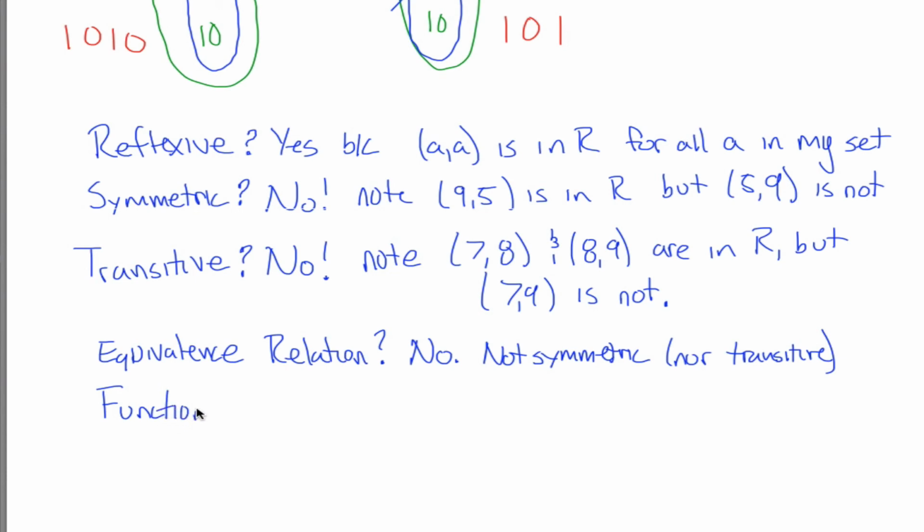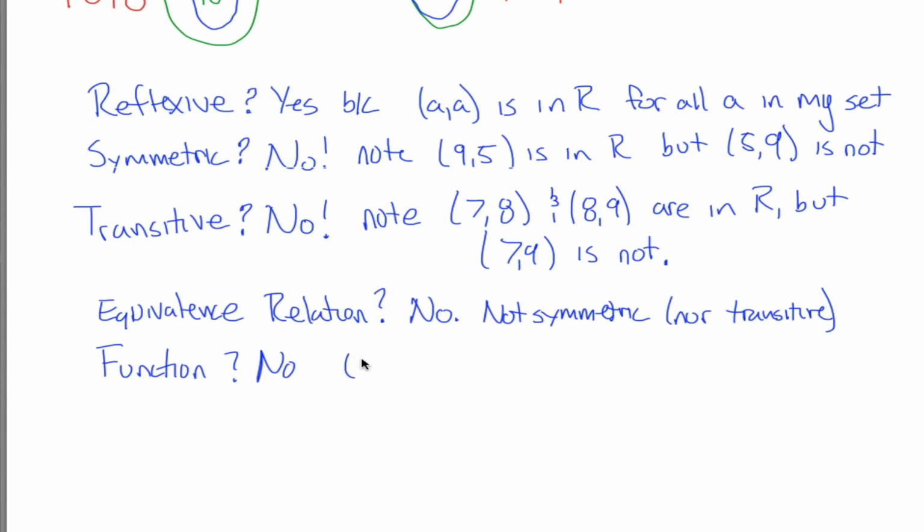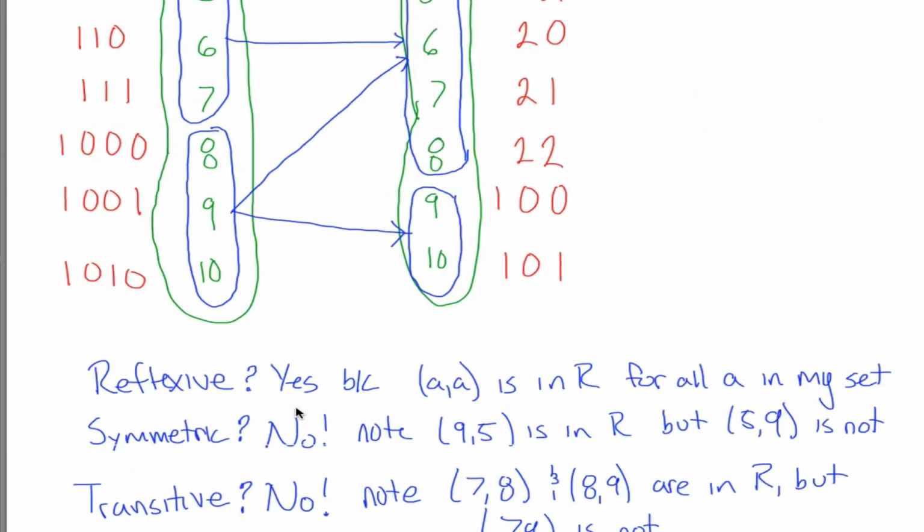What about a function? Nope. To be a function, you can only have one arrow going from an element to another element. So 5 goes to 5, as we already talked about. But unfortunately, 5 also goes to 6, and that's enough to say this is not a function. 5, 5, and 5, 6 are in R. And you can't have an arrow from 5 to more than one element, and I do. Therefore it's not a function.